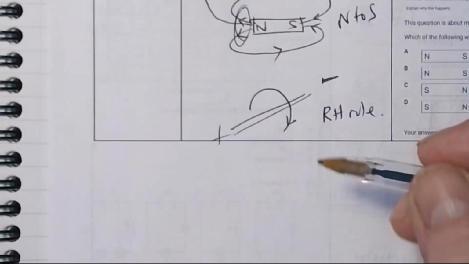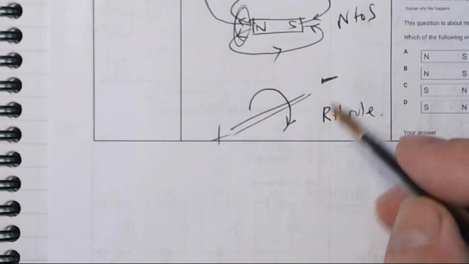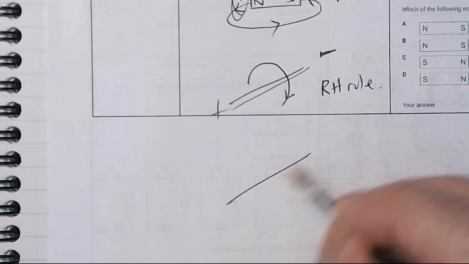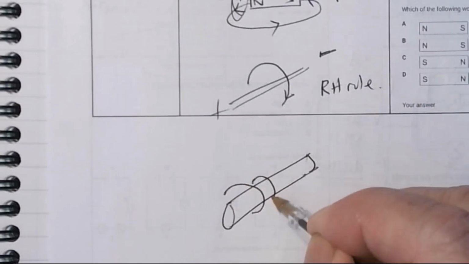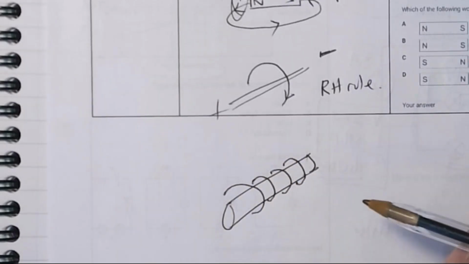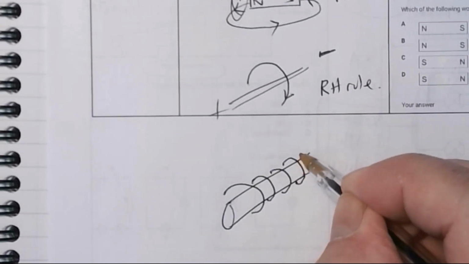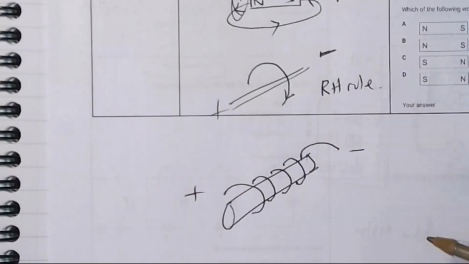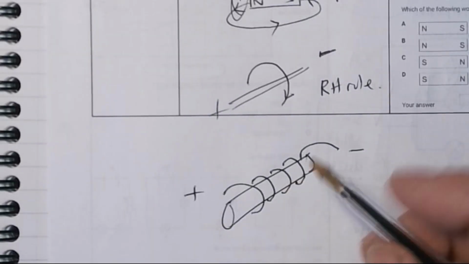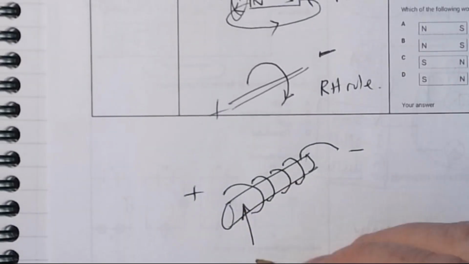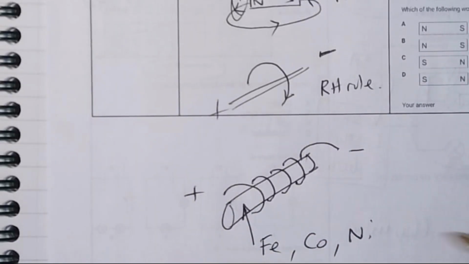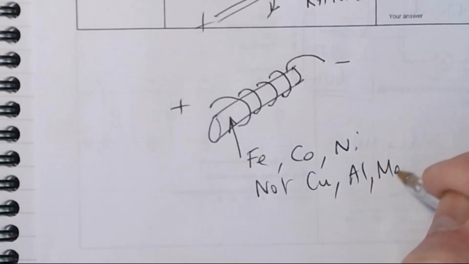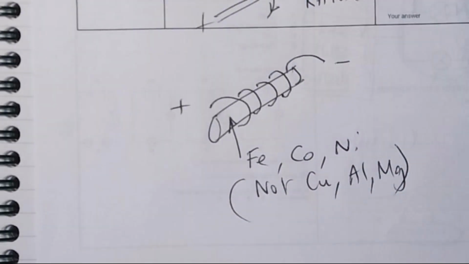You need to remember that we can make an electromagnet by taking a magnetic material and wrapping wire around it. Okay, more coils, stronger magnet. Okay, I'm going to take that wire and I'm going to connect it to a battery or a power supply. Okay, I've now got an electromagnet as long as this core is a magnetic material. That means it has to be iron, cobalt, or nickel. Three magnetic materials it can be. Not copper, not aluminium, okay, not magnesium. Okay, they are not magnetic materials. They would not make my electromagnet work.